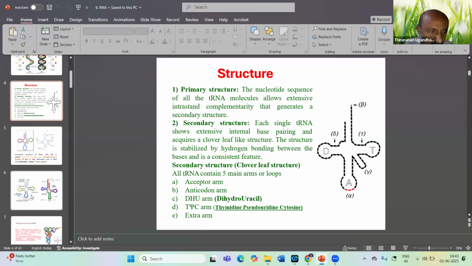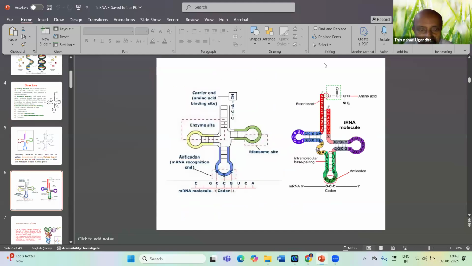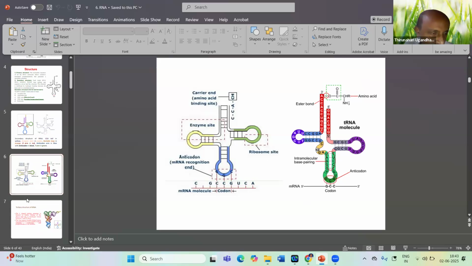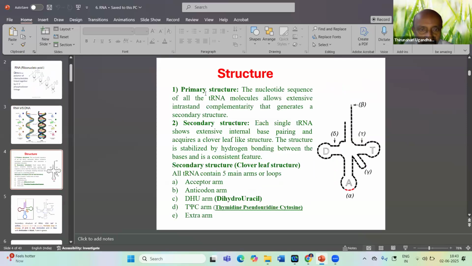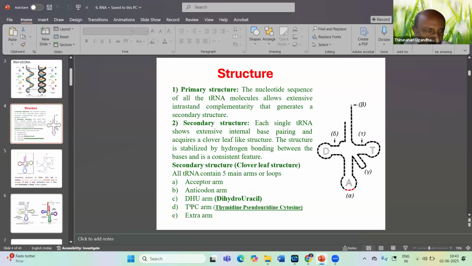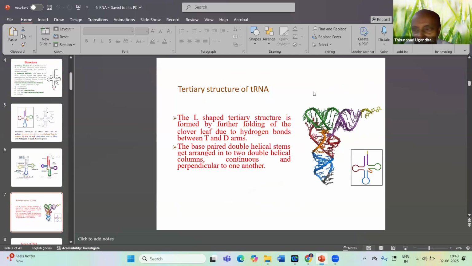This is the important word. It is also one type of the RNA molecules, tRNA. Then the tertiary structure of RNA: the L-shaped tertiary structure is formed by further folding of the clover leaf shape structure, with base-paired double helical regions.